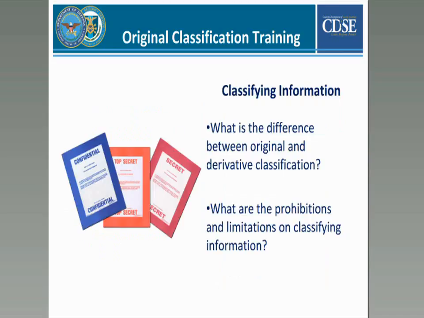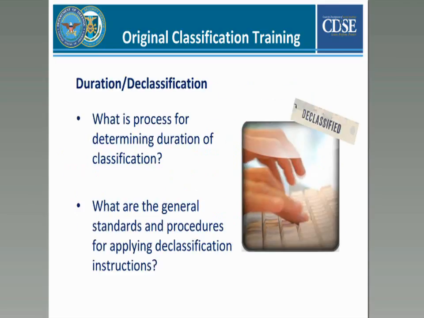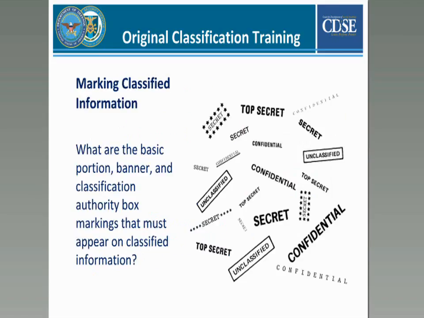As part of their training, OCAs must know the answers to these questions related to classifying information. What is the difference between original and derivative classification? What are the prohibitions and limitations on classifying information? OCAs must also know the following related to duration and declassification. What is the process for determining the duration of classification? What are the general standards and procedures for applying declassification instructions?